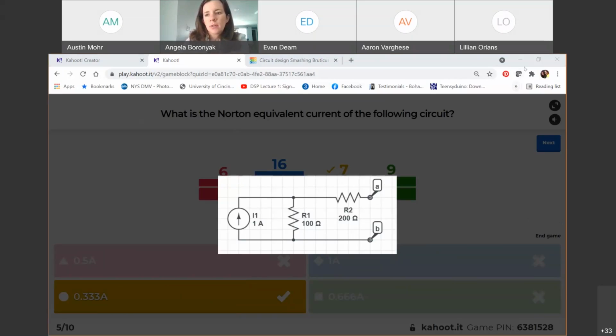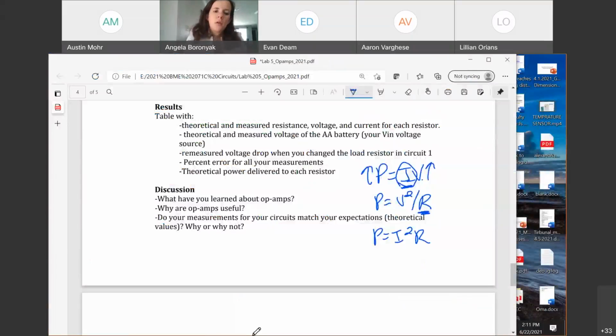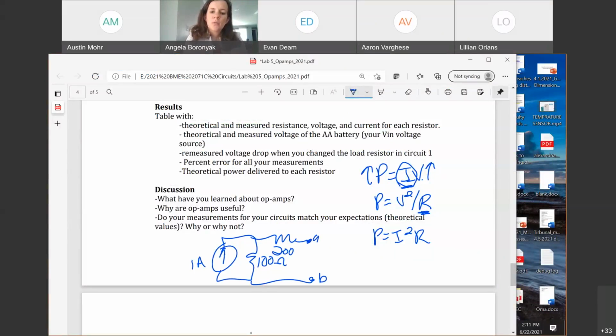So now what is this going to look like? I'm going to redraw it. Okay, so now I have 1 amp. I still had my 100 ohm. I have a 200 ohm here. And I had A and B. What is a short circuit? What does that mean to make a short circuit between A and B? What am I drawing between A and B?